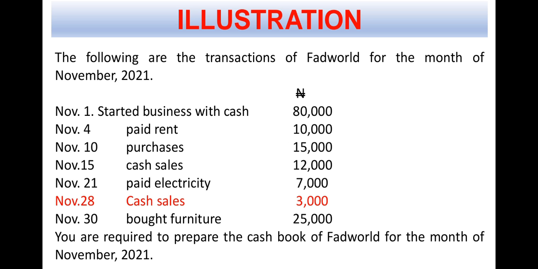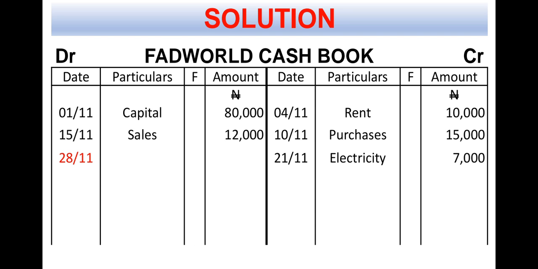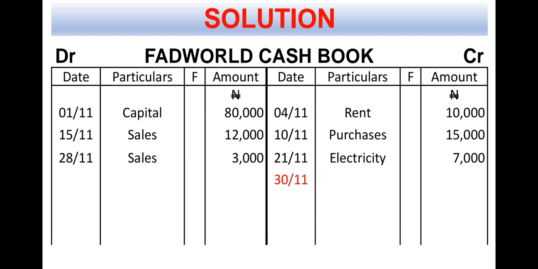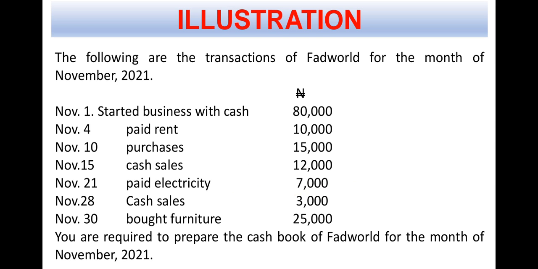On November 28, cash sales 3,000 naira. We are receiving money this time around. That means we are debiting the cash book. November 28, sales 3,000 naira. That's the treatment. So the last entry we have here, November 30, bought furniture 25,000 naira. It's an expense. That means we are going to credit the cash book because cash is also going out. So we go back to our cash book. November 30, furniture 25,000 naira. So that's all you can see. There's no other entry again. So we go back to our cash book.